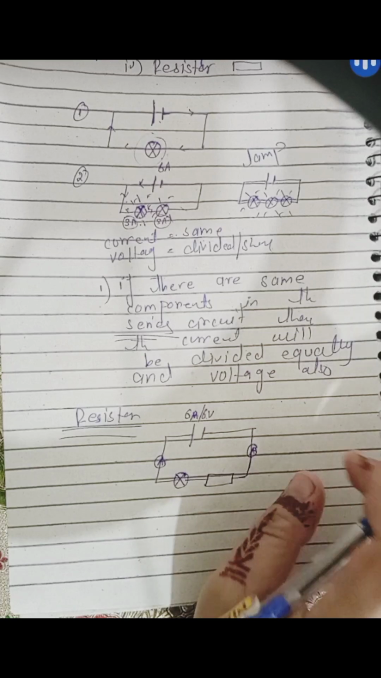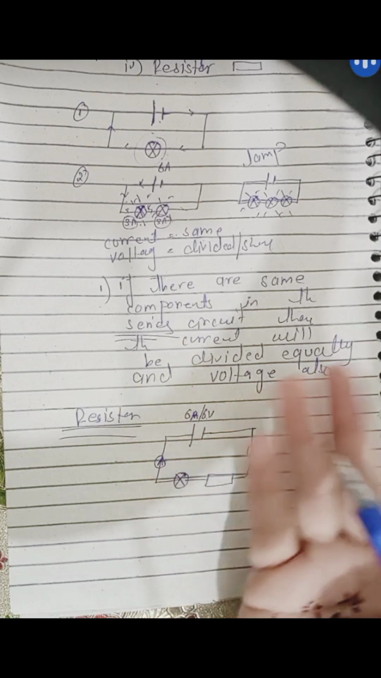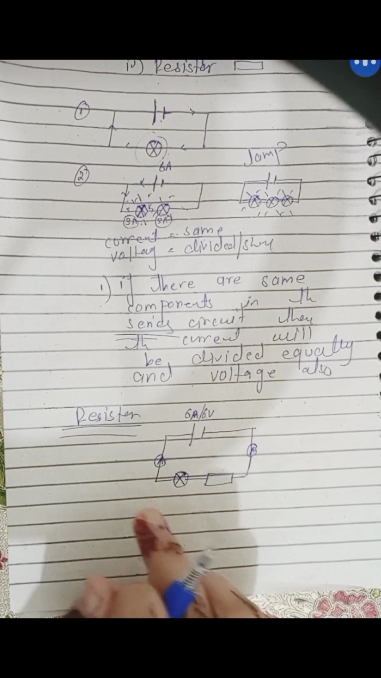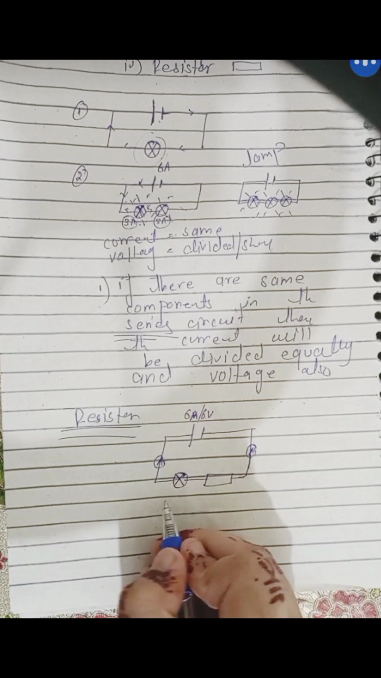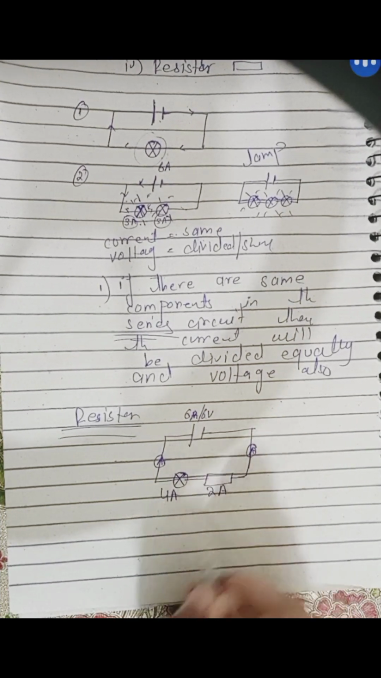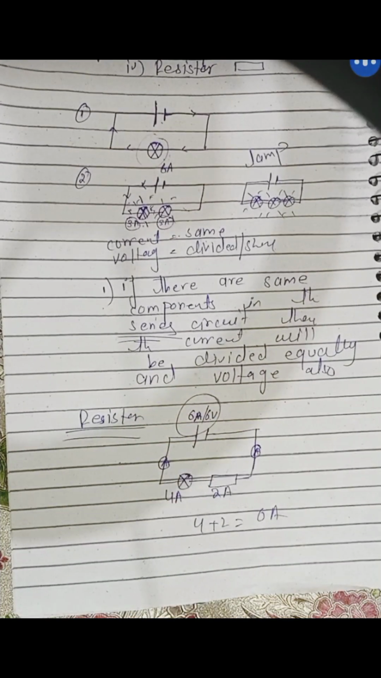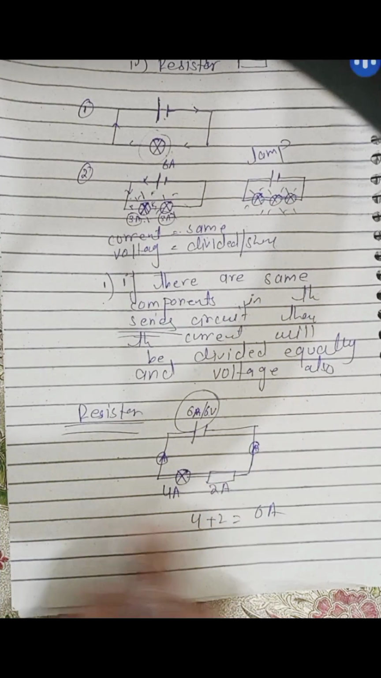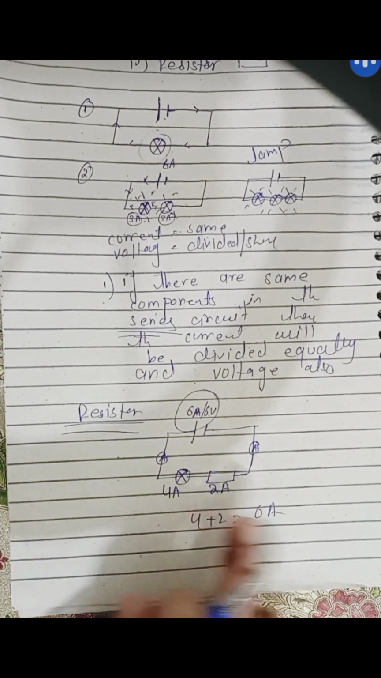It means that if we are going to study about the resistor, if there is a different component, then the current will be different with each of the components. First one will receive the 4 ampere and the next one will receive the 2 ampere. If we add these two, the current will become equal to what is coming from the source. This is because of the resistors. And the voltage is also different with each component.